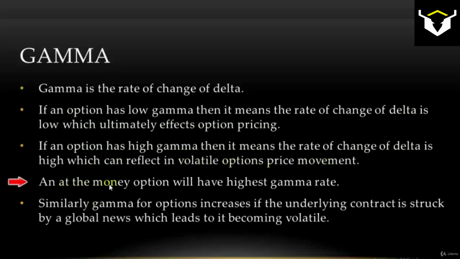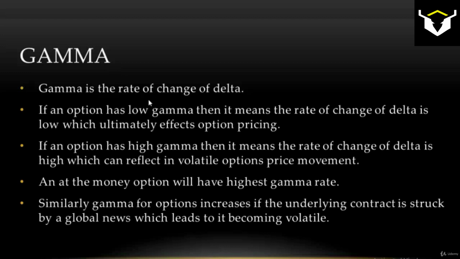At the money, an option will have the highest gamma. Gamma is the speed of delta. Gamma will determine the speed at which delta will change. Let's say at a particular strike delta is 0.8, and once the underlying contract price comes nearer to the strike price, delta will increase from 0.8 to 1. So now the option will have a one-on-one movement with the underlying contract value.